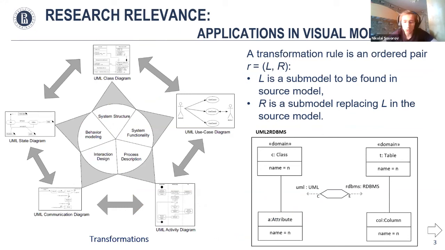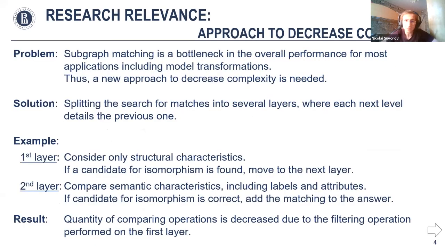As visual languages are usually presented as graphs, a model transformation rule includes the task of searching for a subgraph which is isomorphic to a user-defined pattern, which is presented in the left part of the rule. While a whole transformation can include dozens of rules, it is important to optimize the task of isomorphic subgraph search to increase the speed of model transformations.